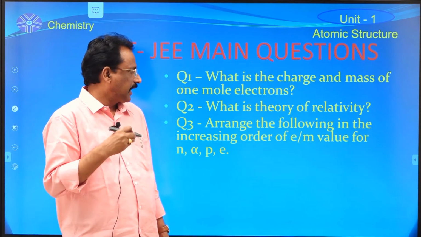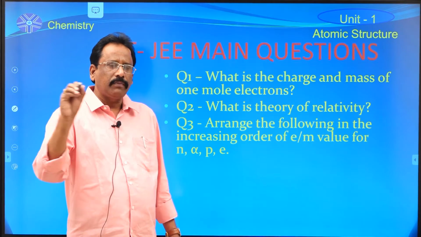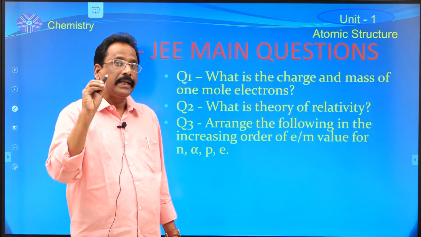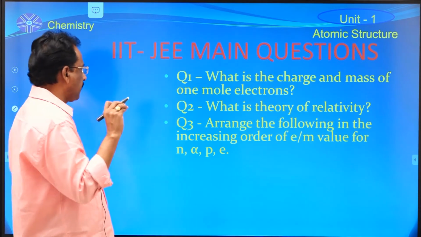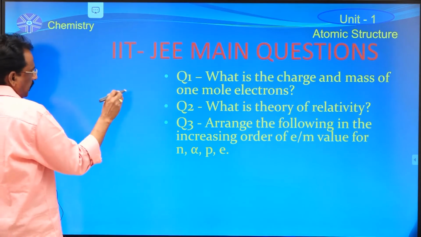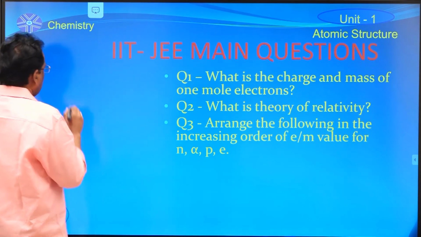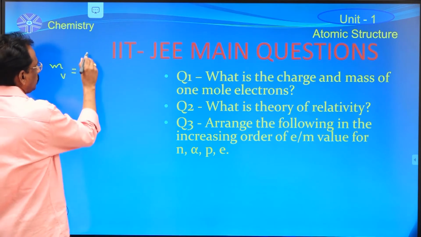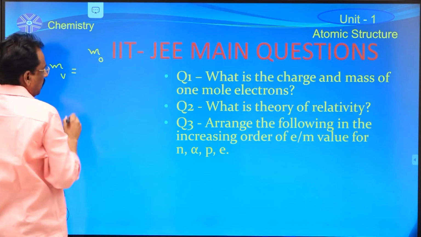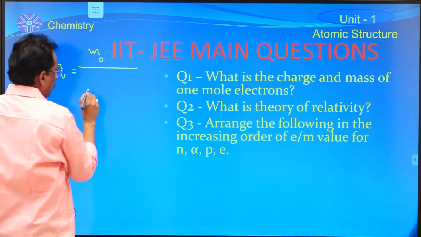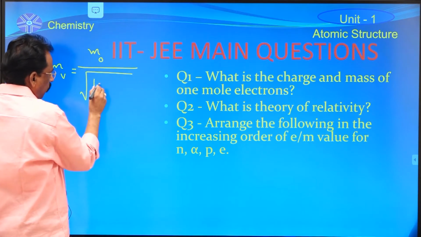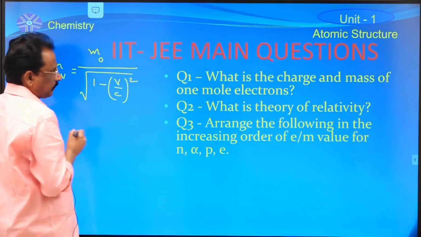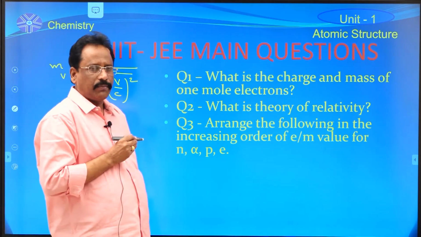And second question in this slide is, what is meant by theory of relativity? Theory of relativity explains when the speed of the electron increases, the specific charge of the electron will decrease. That can be explained by using this expression. According to theory of relativity, mass of the electron with velocity v is equal to mass of the electron at rest position divided by square root of 1 minus v by c whole square. This is the expression according to theory of relativity.